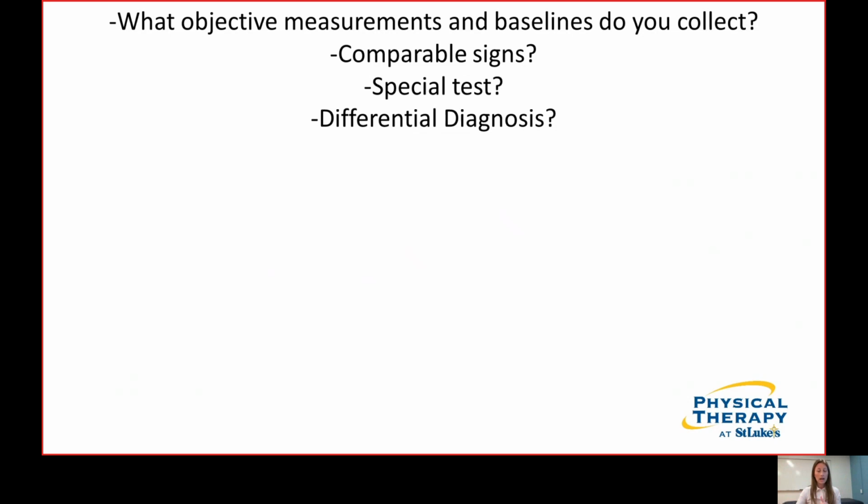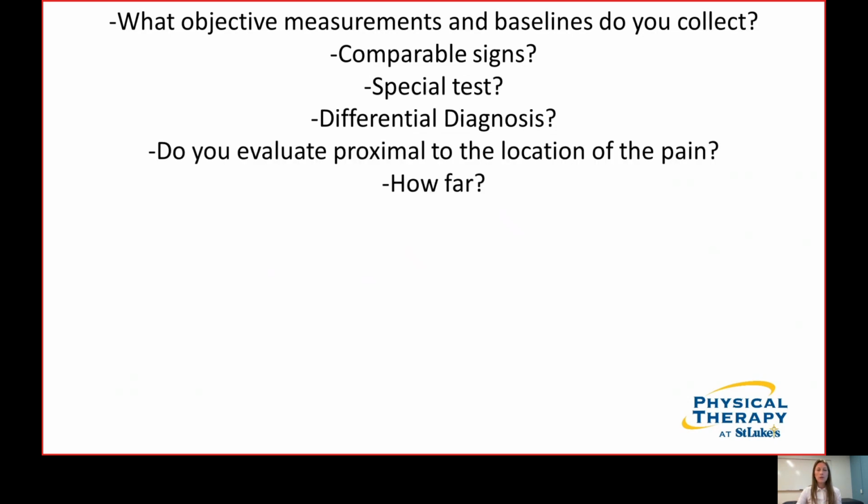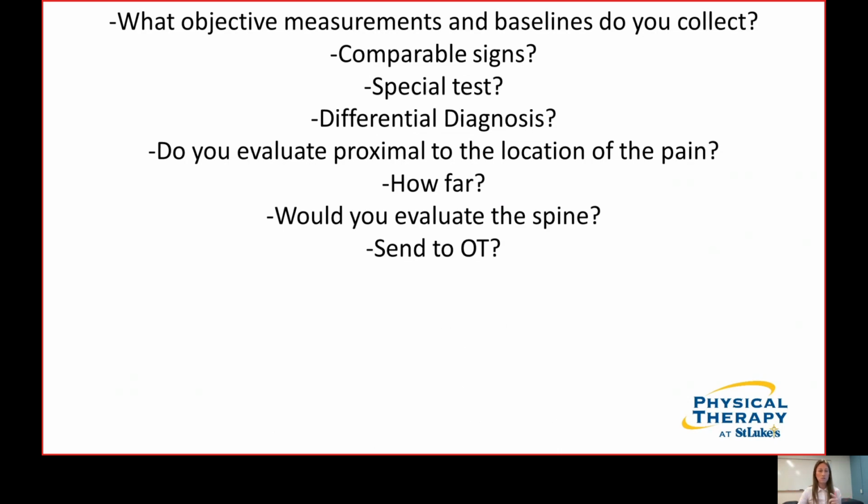So what if he goes on to say, I've had a ton of imaging and everything in the hand and the thumb looks really good? Okay, does that change things? So do you evaluate proximal to the location of pain? In school, they said, look one joint above and one joint below, right? So how far up? Do I go to the wrist? Do I go to the elbow? Would I look at the spine? Or do I just send this person to OT because they're in the wrong department? I don't do hands, right?